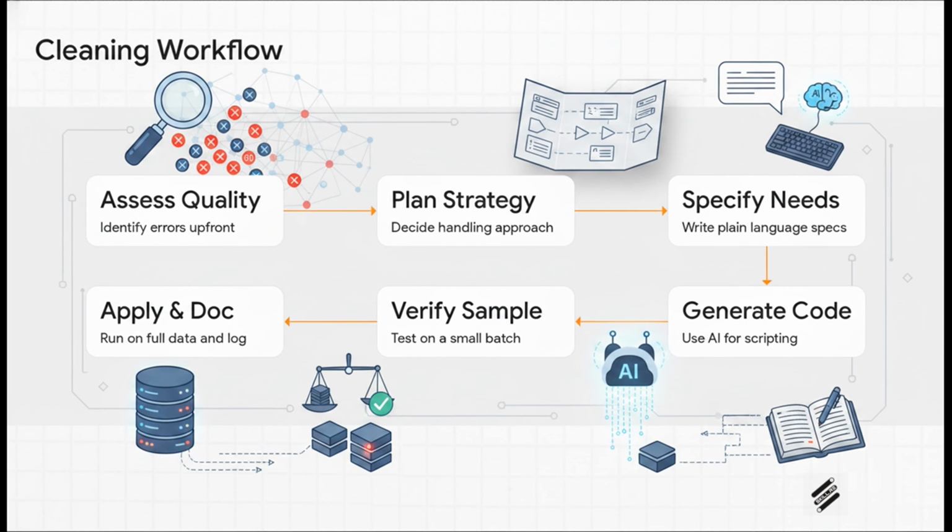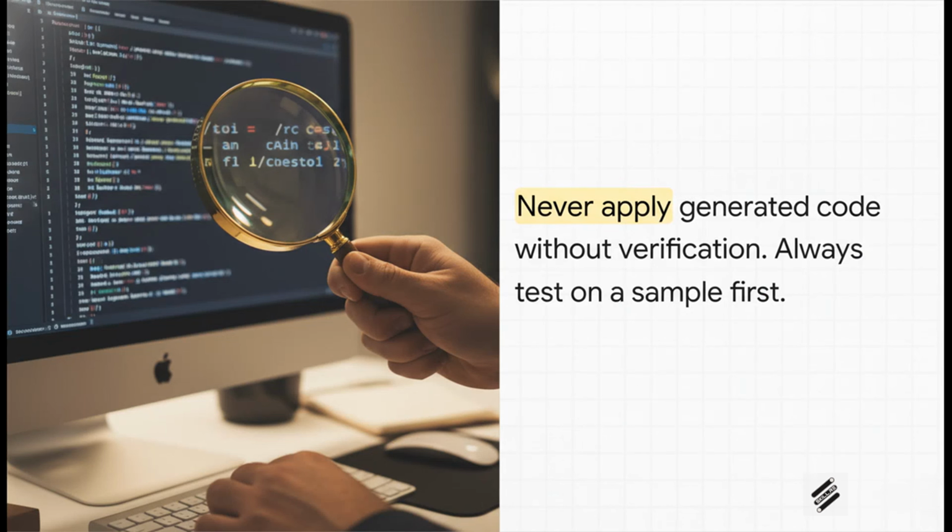Now keep this quick checklist in mind to calibrate your AI judgment. Always evaluate the specific task risk versus the AI's actual capability. If it's a simple format change, sure, let the AI run. But if it's a complex imputation or requires deep domain knowledge, you need to heavily scrutinize that output. Listen, I cannot stress this enough. Never, ever apply generated code without verifying it first. Always test on a small sample.